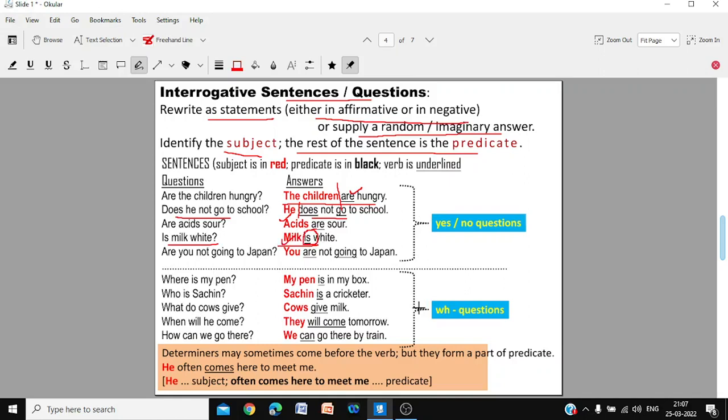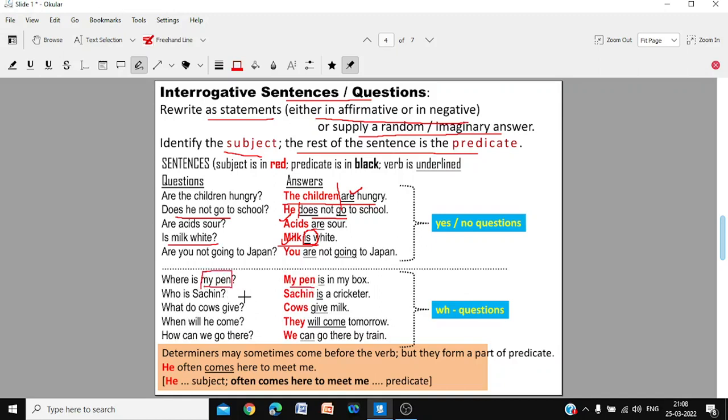Now for WH questions, where is my pen? Now I really don't know where your pen is, but just supply a random answer. My pen is in my box. You can also say my pen is in my drawer. You can say my pen is in my pocket. It really makes no difference, but now you know the subject. And once you know the subject, the remaining part should be predicate.